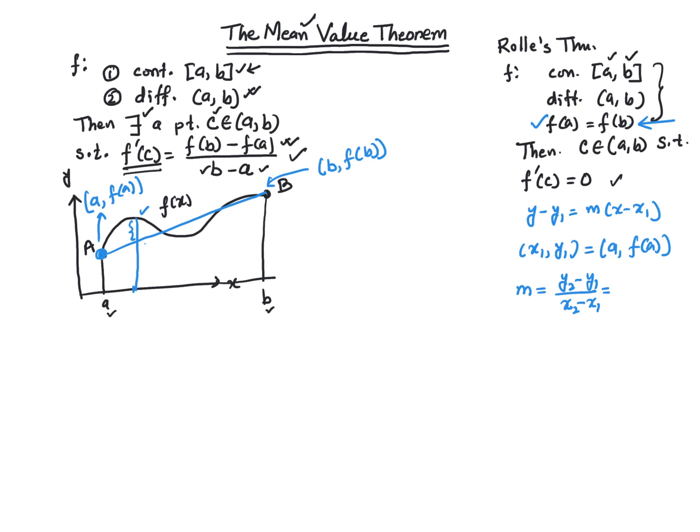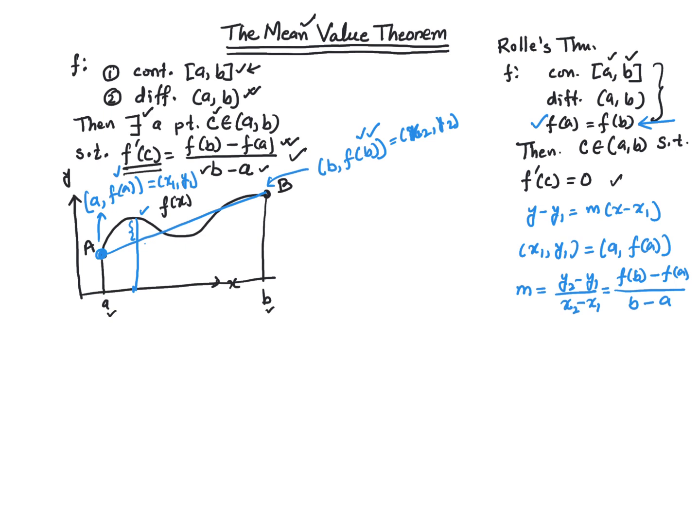So now, what is my y2 and y1? So let's call this one my x2, y2, and this one is my x1, y1, which I already labeled right here. So what is y2 minus y1? y2 is f(b) minus f(a), divided by b minus a.